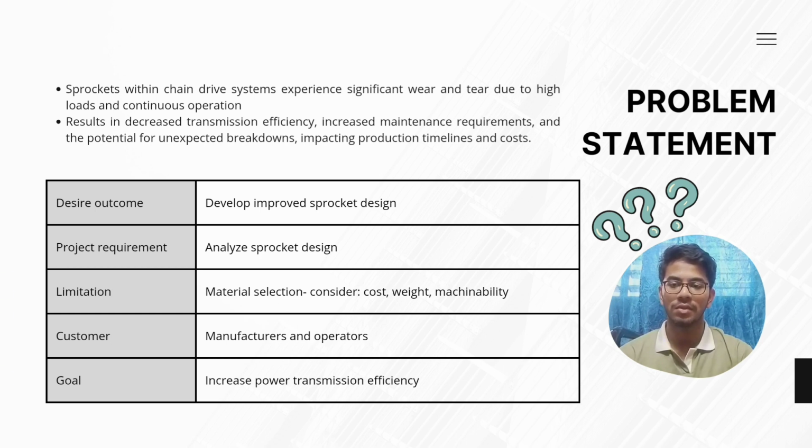The desired outcome of our research will be to develop an improved sprocket design, and the project requirement is to analyze sprocket design. There are a few limitations in this research, such as the material selection, cost, weight, and the machinability of the sprocket. Our targeted customers are manufacturers and operators. The overall goal would be to increase the power transmission efficiency.